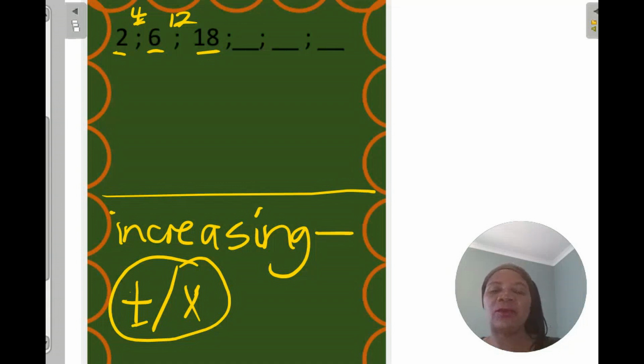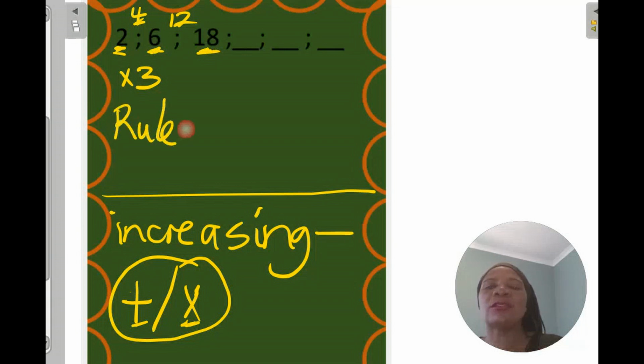It means we can consider multiplication, right? What number should we multiply by 2 to get 6? We multiply by 3, right? And then can we say 6 times 3 to get this? Yes, 6 times 3 is 18, which means our rule is multiply by 3, right?